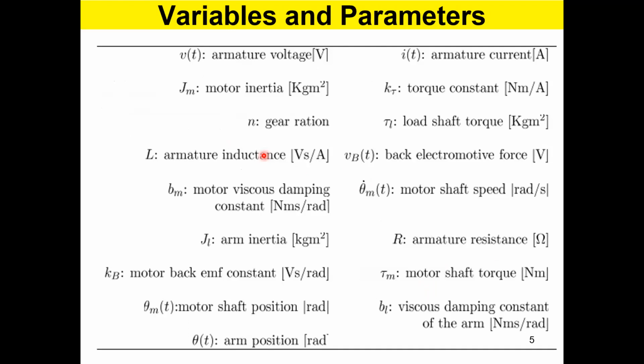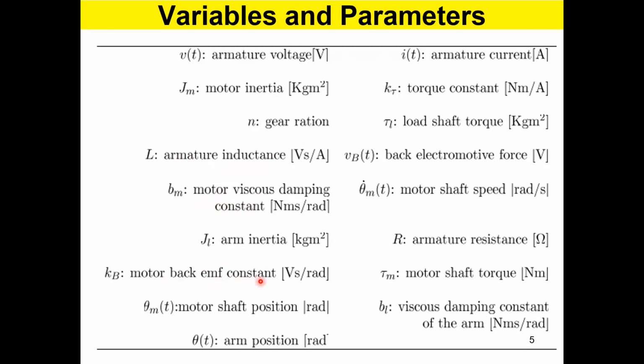These are some of the terms in this example. Vt, we call it armature voltage. Jm, motor inertia, the inertia of the motor. N, gear ratio. Armature inductance, right? Bm, motor damping coefficient. JL, inertia of the arm. KB, motor back EMF constant.